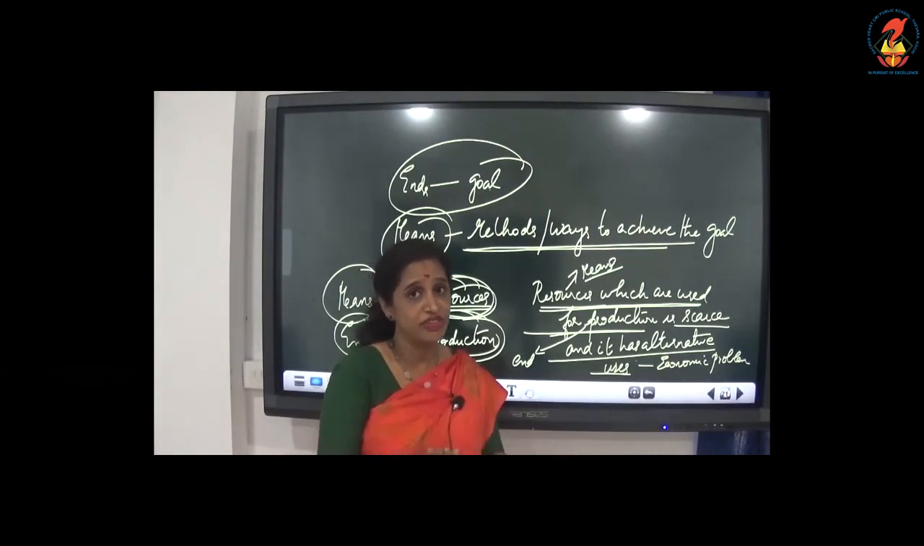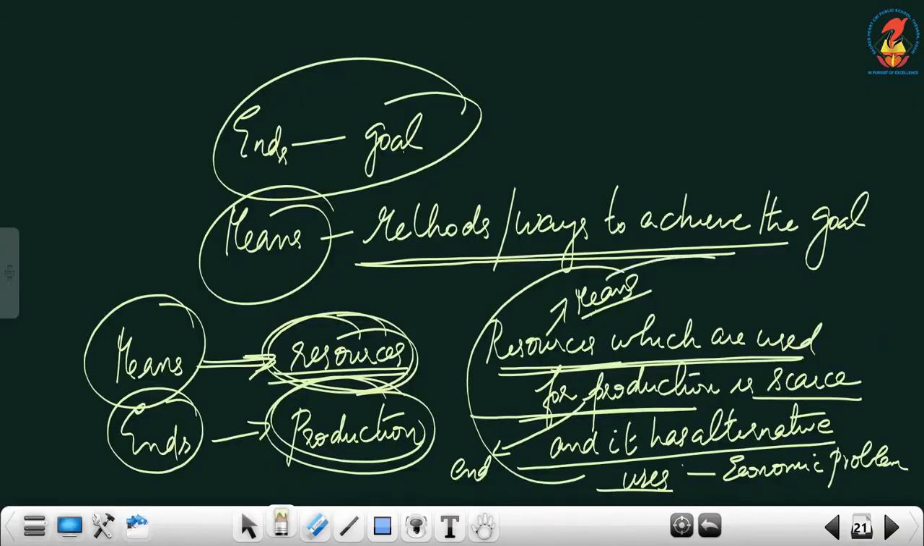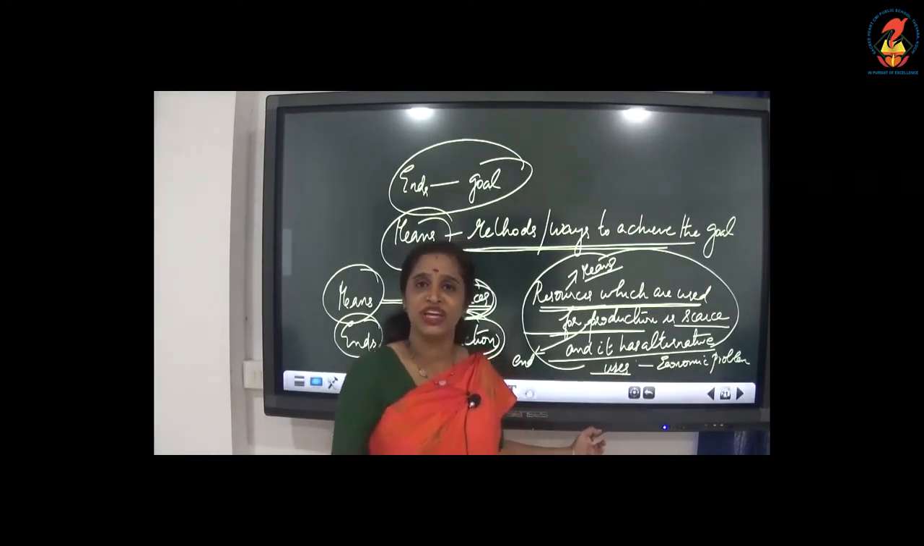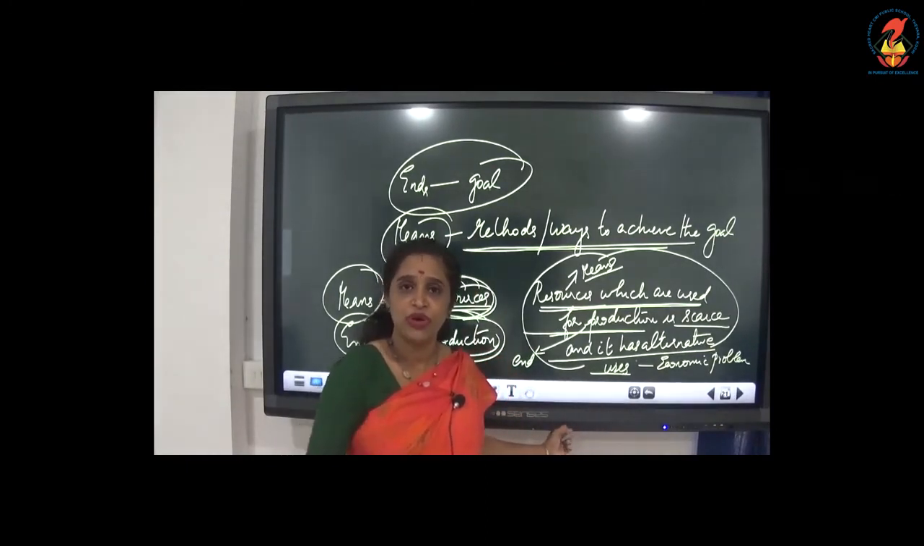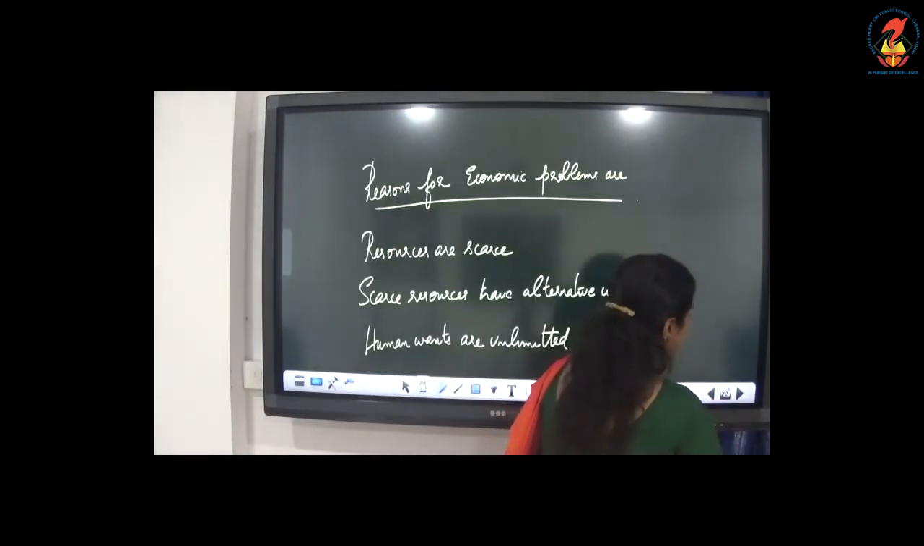So based on the definition, we can say that resources which are used for production are scarce and have alternative uses, and this is actually an economic problem. This is the problem faced by an economy, because the economy has to produce different varieties of goods, and the resources used for the production of goods and services are scarce and have alternative uses. Definitely it is a problem of an economy. That is the economic problem. So that is the definition given by Lionel Robbins.